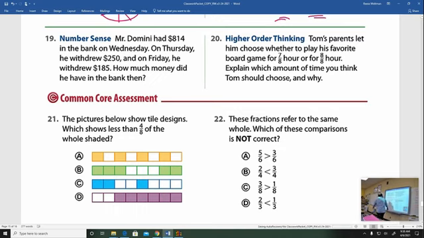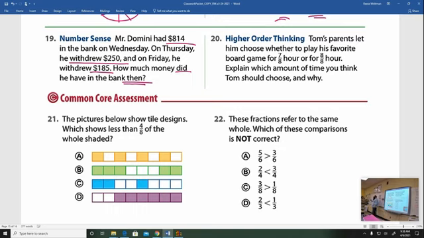Number 19. Mr. Domini had $814 in the bank on Wednesday. On Thursday, he withdrew. Remember what I said about withdrew? What does withdraw mean? Or withdrew? What does it mean, guys? Take it away. You're taking it away. So he withdrew $250 on Friday. He withdrew $185. How much money did he have in the bank then?